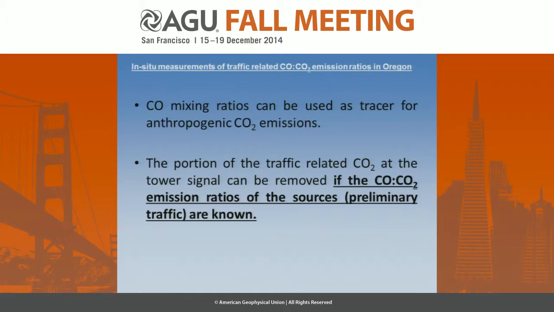So now, as we heard before, CO2 mixing ratios can be used as tracer for anthropogenic CO2 emissions. However, the portion of traffic-related CO2 at the tower can only be removed if and only if the CO2 emission ratios of those sources, in our case the linear sources, the roads, are known.